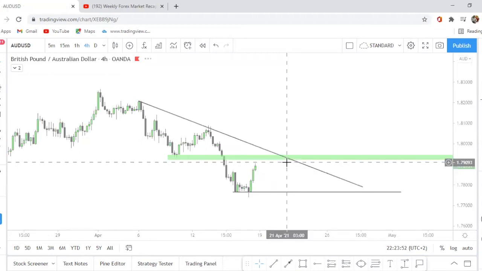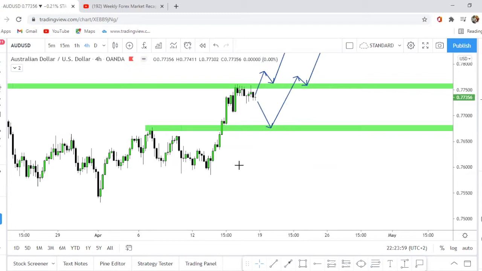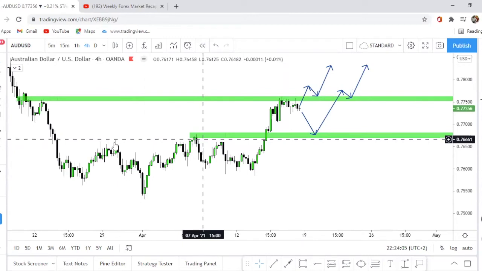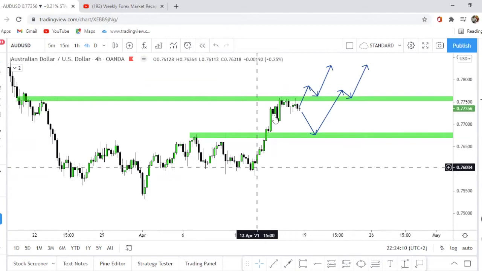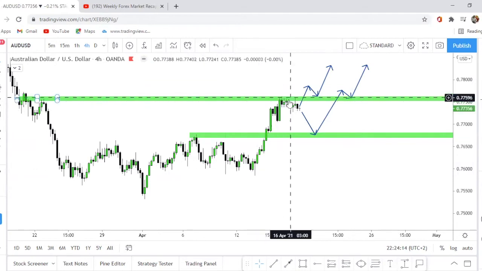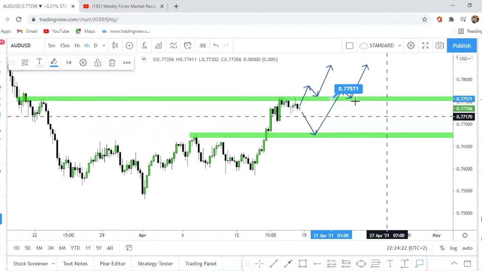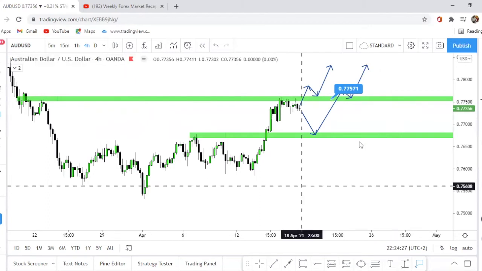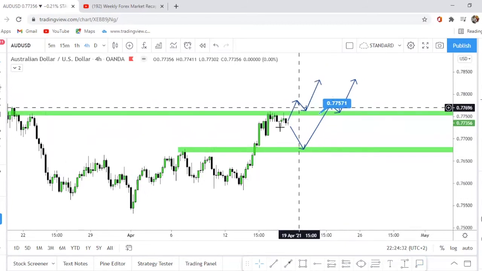AUD USD. With AUD USD, for the longest time, we saw price consolidating around these areas over here. Price finally broke above that area, coming all the way up here, 77,571. So my plan going into next week is to see price break that 77,571 and continue to the upside.